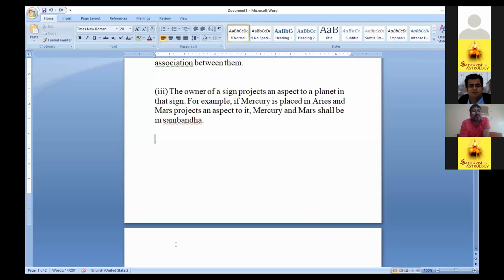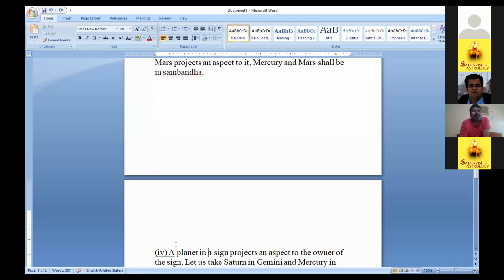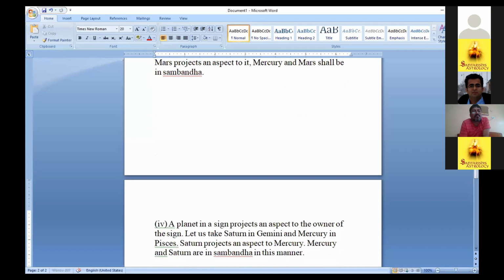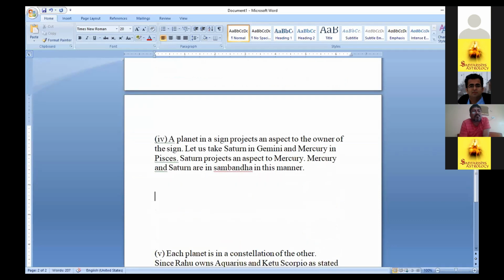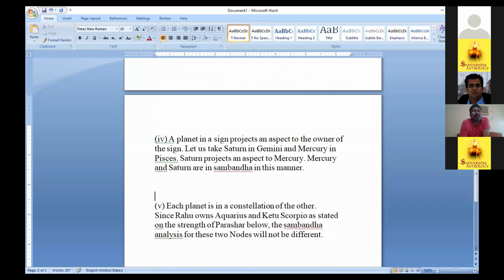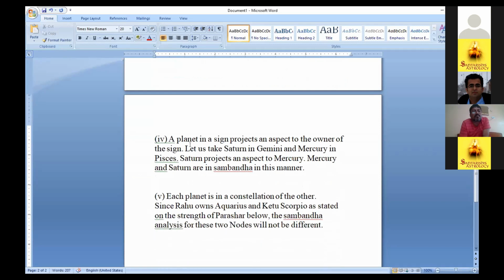Now see the fourth sutra. Let's take the fourth and fifth both because we have already studied it. The fourth is: a planet in a sign projects an aspect to the honor of the sign. Then also they are in Sambandha. Then also they are connected.